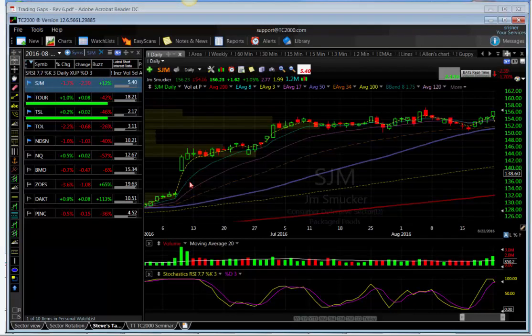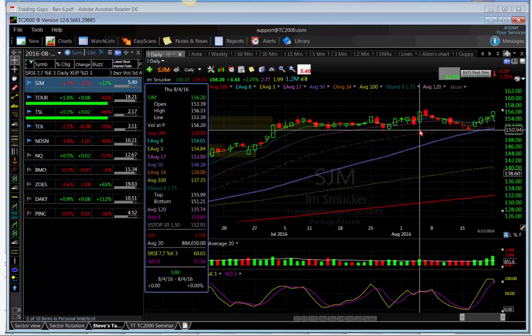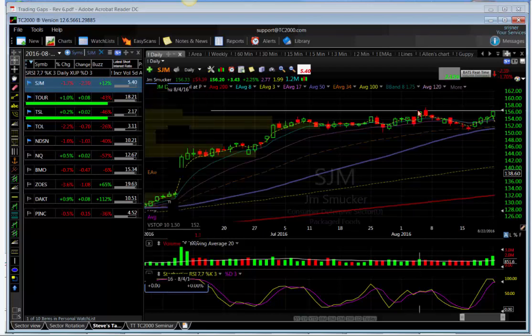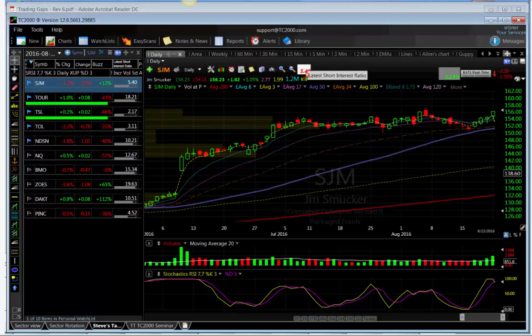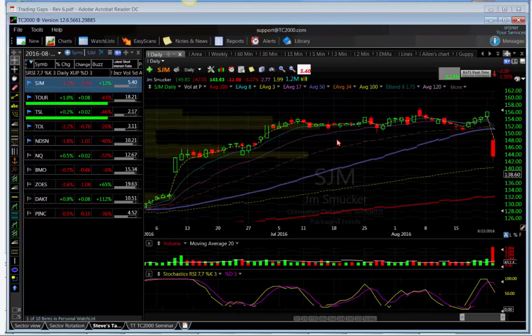All right, here's a daily of S.J. Smucker from earnings on the 23rd. This is what it was going into earnings. I see about 151 as support, about 156.5 or so as resistance. Short interest is average, so it's not going to help us up or down. It's been in an uptrend. We're probably thinking that people have been pretty bullish on this puppy. And then we're going to show you what happens here.